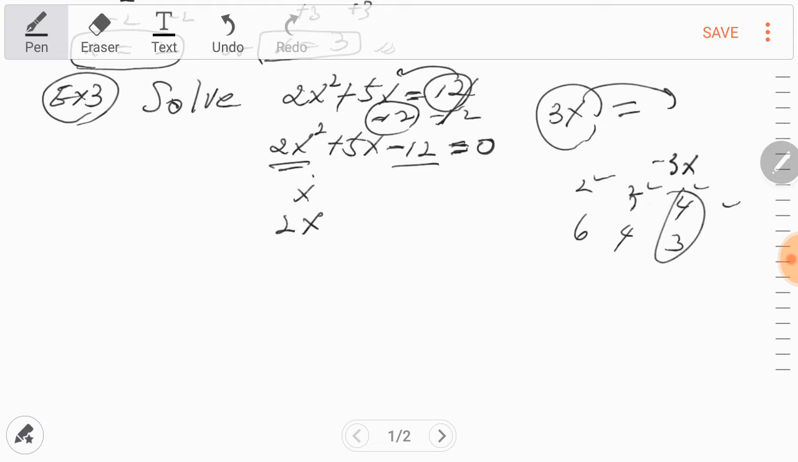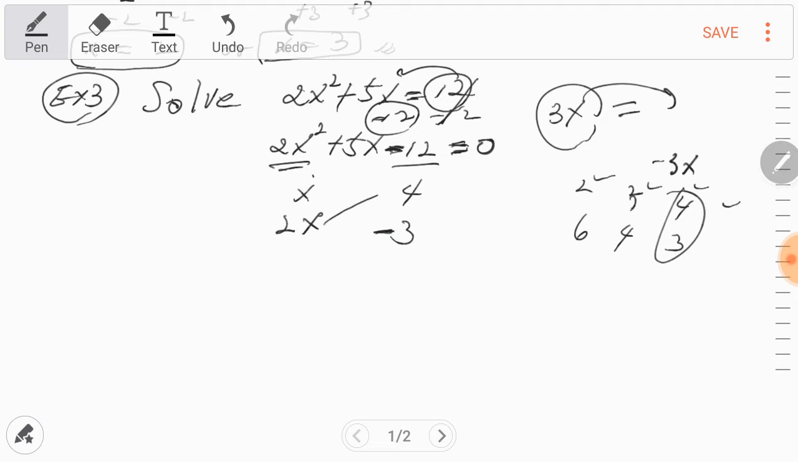Why don't we try 4 times 3? Okay, let's try 4 times 3. Then 4 times 3 is 12. This has to be a negative sign, so the product has to be negative. So one of these two numbers must be negative. So why don't we put the negative sign on 3?